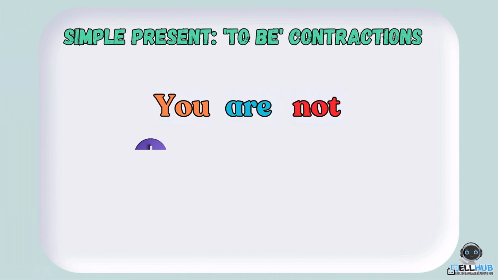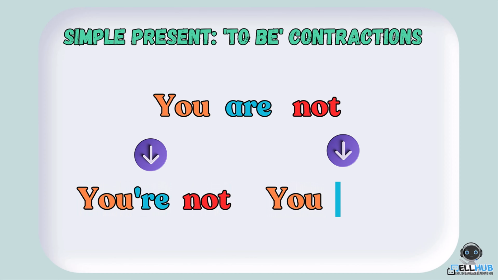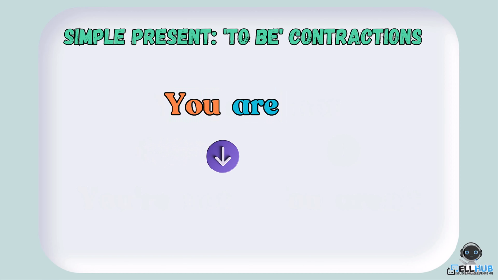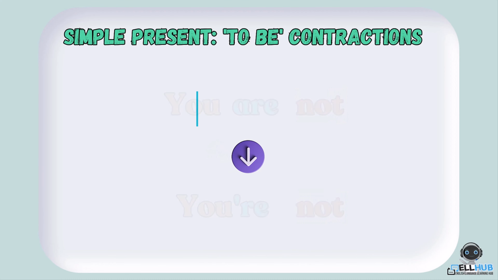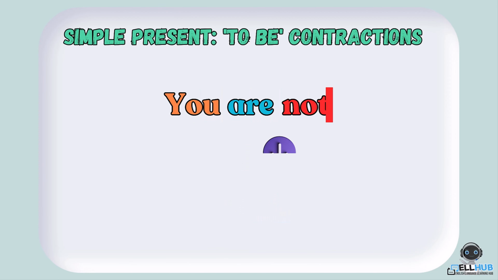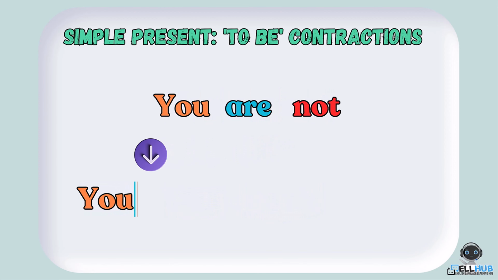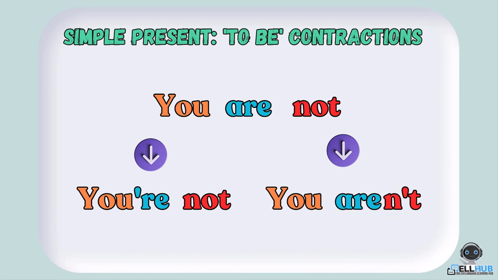You are not becomes you're not or you aren't. In this case, you are can be contracted in two ways. The first contraction is you're, leading to you're not. Alternatively, are not can be contracted to aren't, resulting in you aren't. Both forms are correct and commonly used.